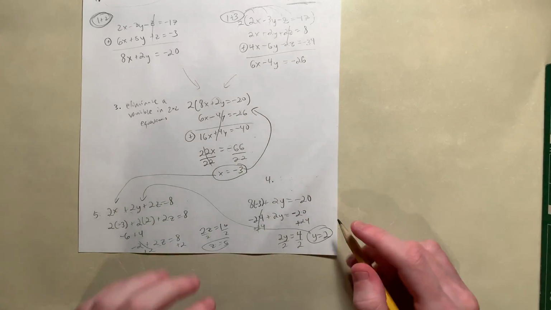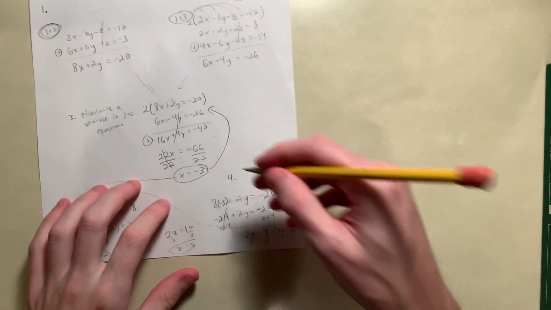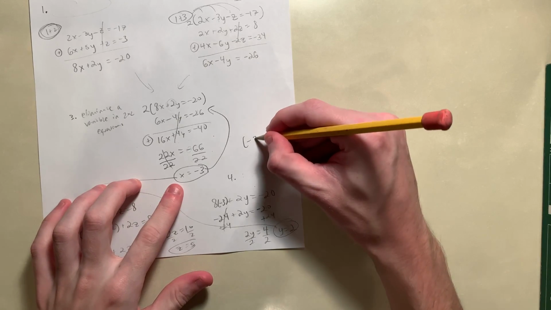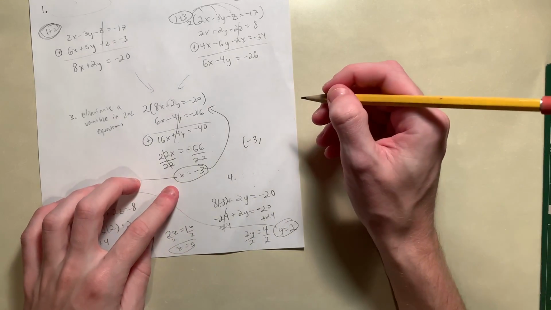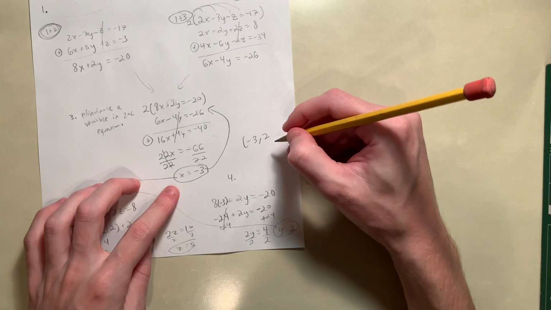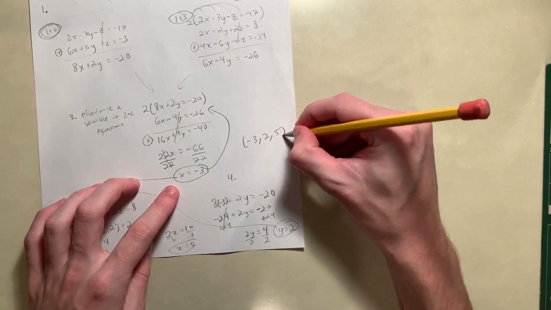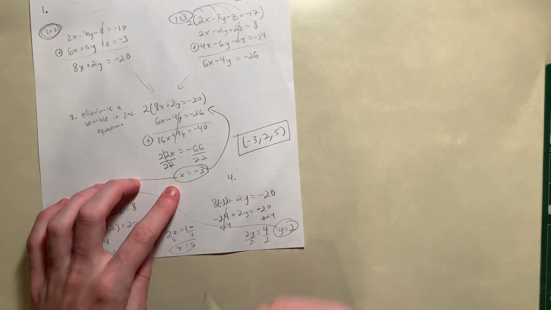Remember, the way I want to write this is x, comma, y, comma, z as a coordinate. So I have 3 here. First I write my x, that's a negative 3. Then my y, that's a 2. And then my z, which is a 5. So that is going to be my solution.